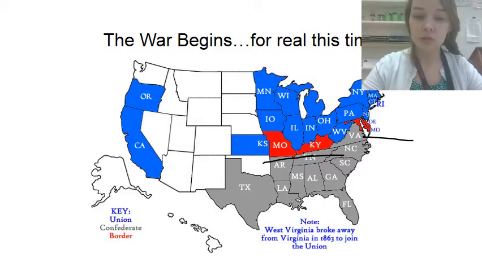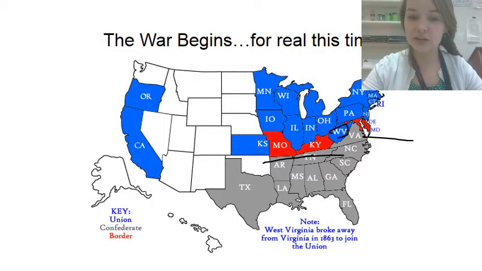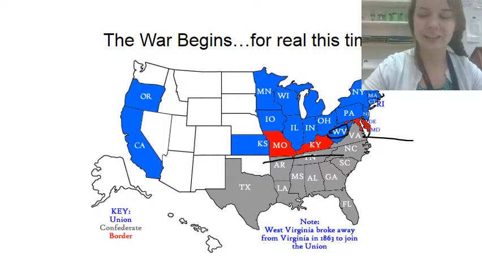In northwestern Virginia, though, yeoman farmers, or small farmers, are going to break away and become part of the Union, and they're going to be admitted as what's known as West Virginia. That's how it all gets started, in case you didn't know.